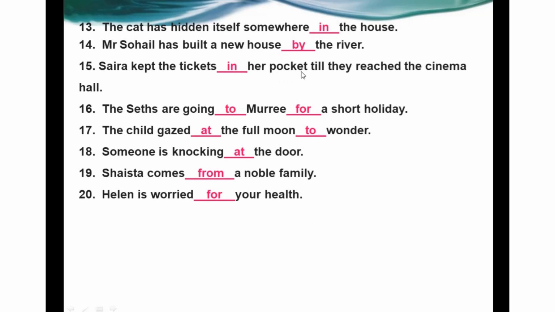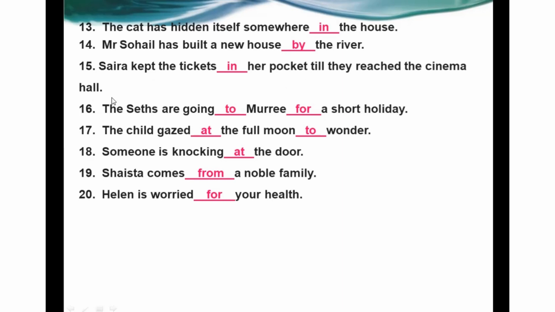And let's read the next part of the sentence. It says till they reached the cinema hall. Okay, now let's come to number 16. Number 16 states that the sets are going dash Murray dash a short holiday.